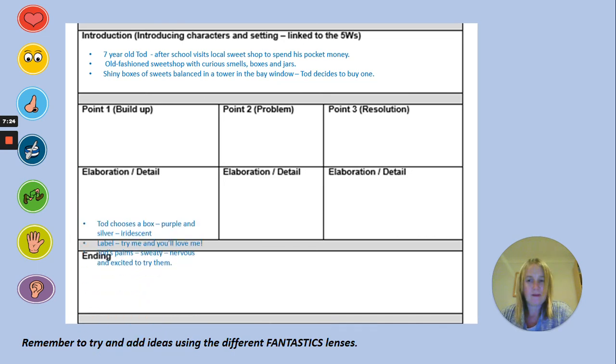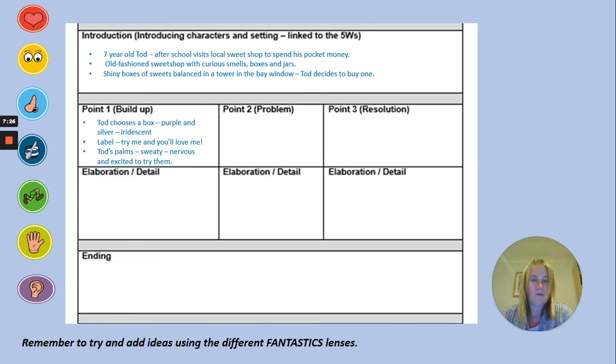Okay, so next is the build-up. Well, we've moved our character to focus on those sweets in the window. So he chooses a box, and I'm going to say it's that shimmery colours, purple and silver iridescent, where they look a bit two-tone, and that's what's catching his eye. So I'm thinking about the noticing lens here. I have a label on the front which says "Try me and you'll love me," and maybe that's why Todd decides he wants to buy that, or he might want to use that tin. He's got something in mind for it after he's eaten the sweets.